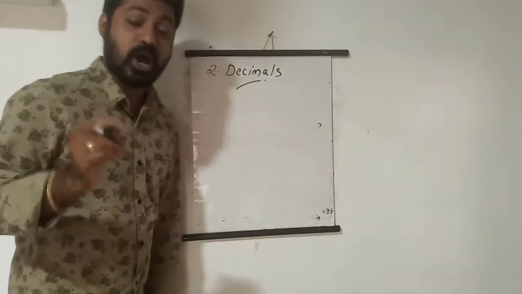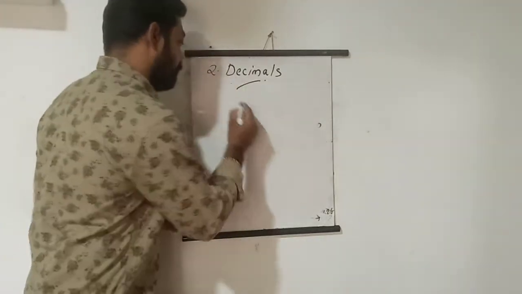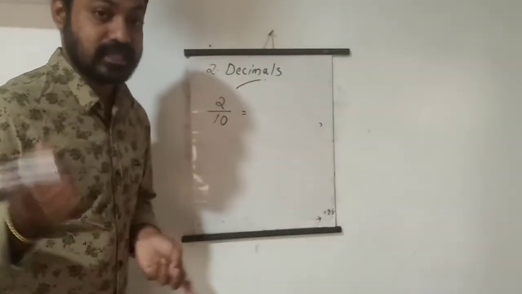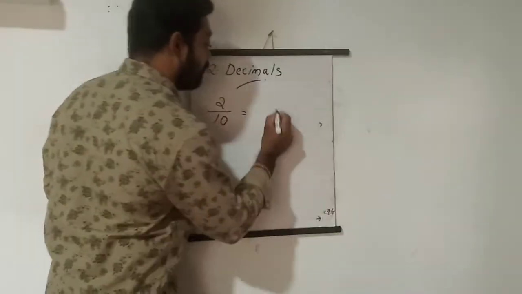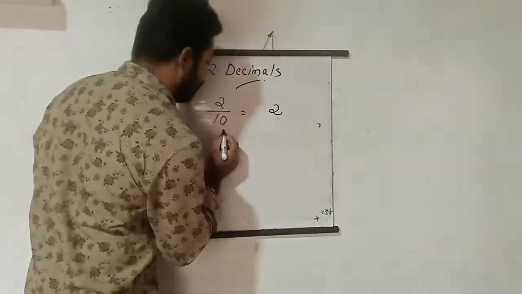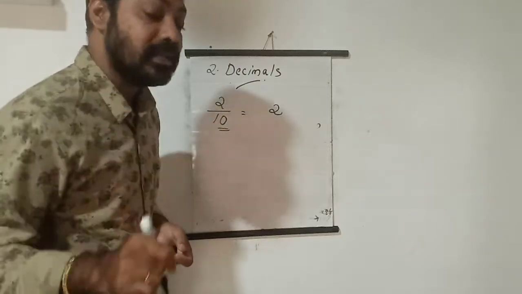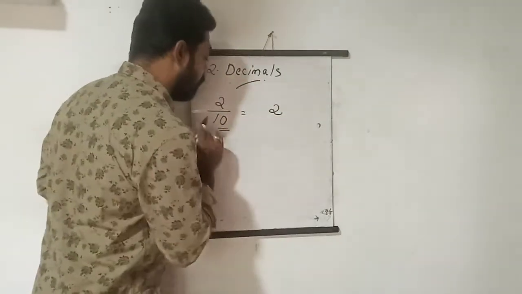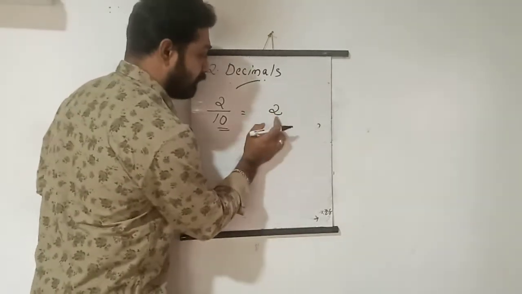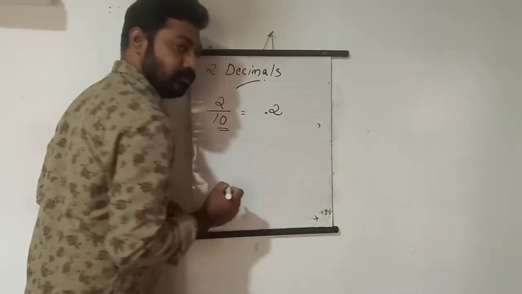Now I'll explain how we write decimal numbers from a fraction. It's very important. Take 2 by 10. To write this number as a decimal fraction, first write the number 2. Then check the zeros in the denominator. How many zeros are there in 10? One zero. If there is one zero, put a point from the number, 0.2.